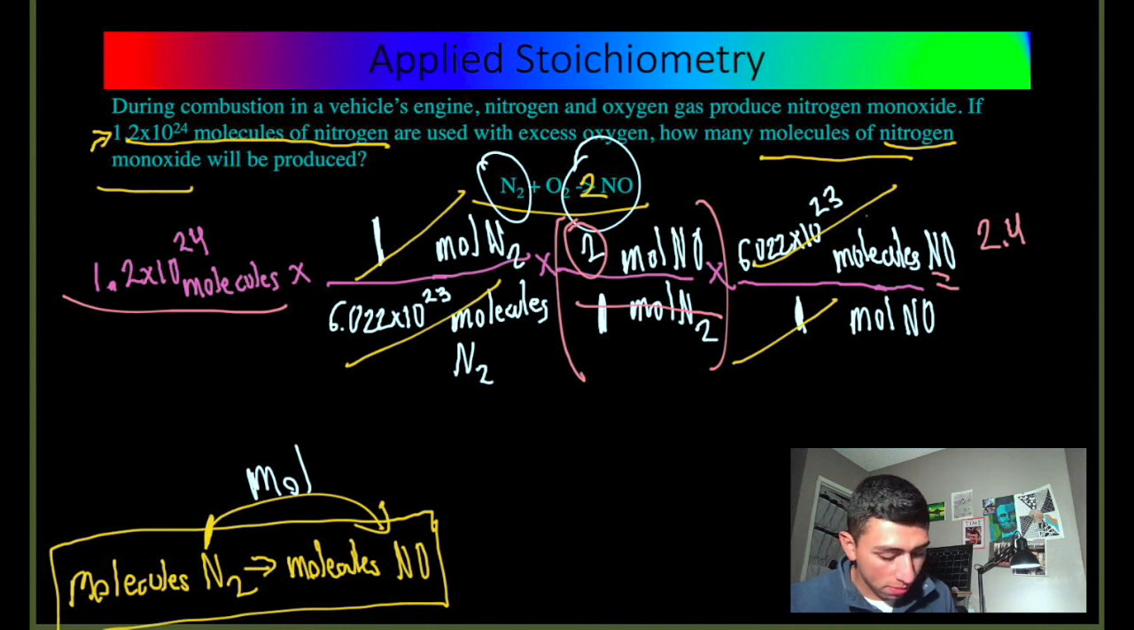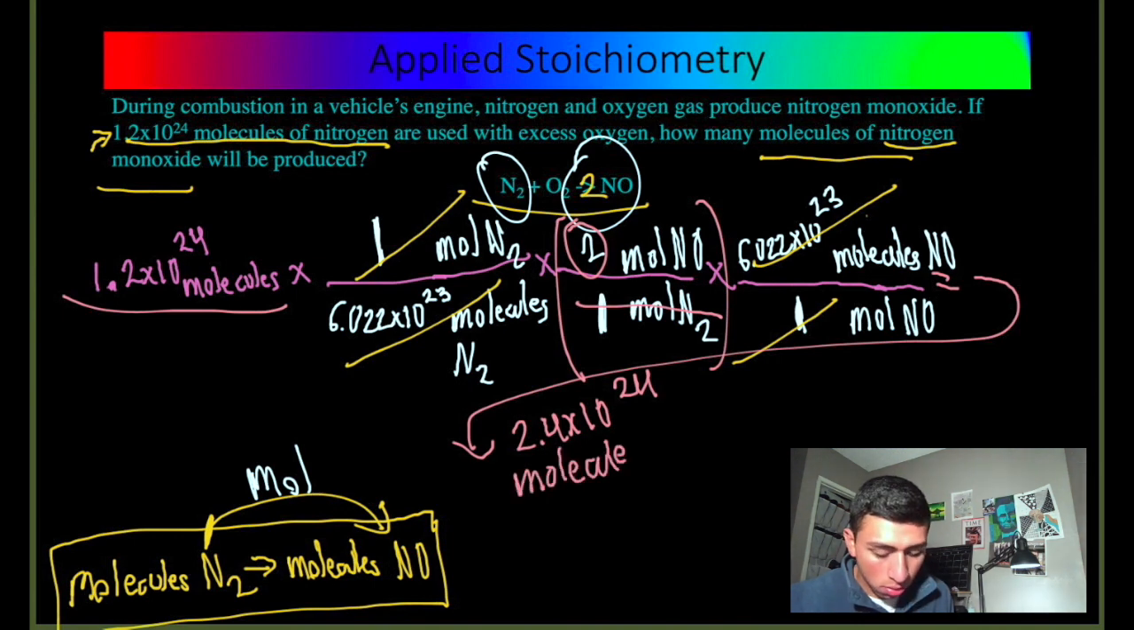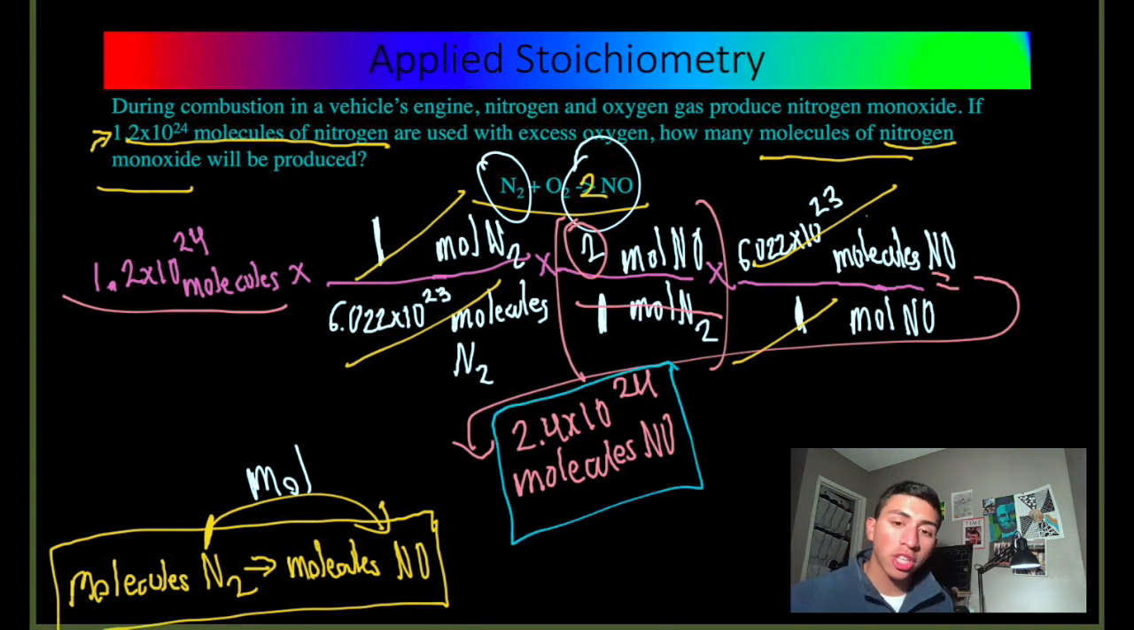Sorry, let me go ahead and write this problem down here, actually. I'm going to run out of space. So your answer should be 2.4 times 10 to the power of 24 molecules of nitrogen monoxide. So just go ahead and box this in. And this is how you solve this problem. It got a little scrappy and complicated in the end with all the crossings, but I hope you understood this problem.